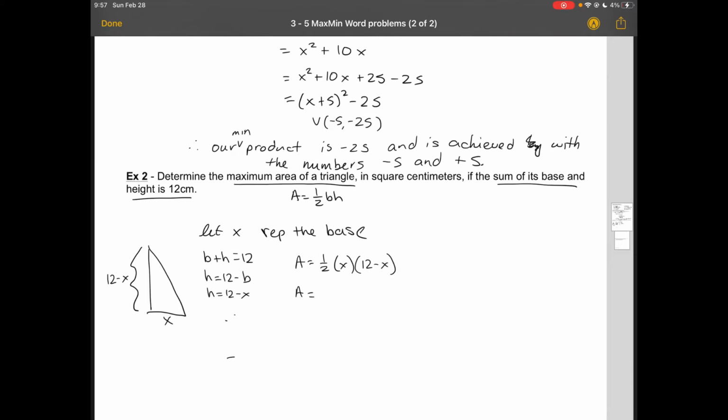And now, just like the example above, we can expand to get a quadratic that is in standard form. So I'm going to have 6x minus 1/2 x squared. And now I'm going to complete the square. So I'm going to factor out negative 1/2 from my x squared term and also from my 6x term. Dividing by half really means that you're multiplying by 2.